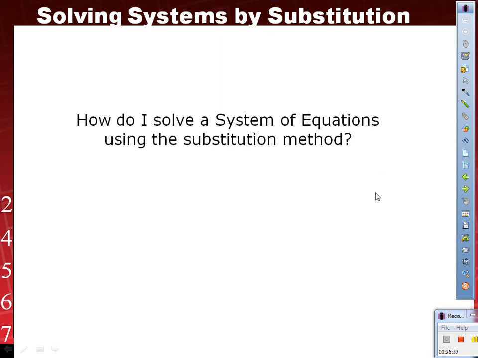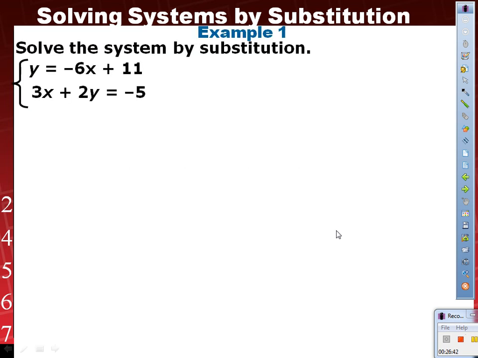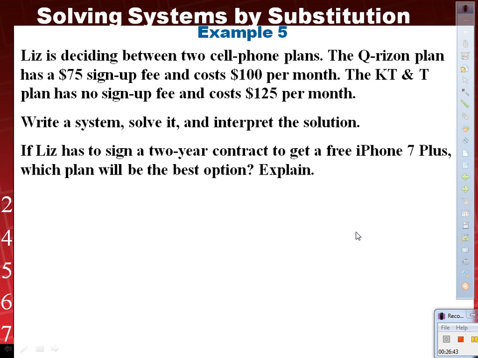So now, watch. You're going to get some word problems in the home play that look something like this. Let me give you a word problem. Check this out. Example 5. Liz is deciding between 2 cell phone plans. The Verizon plan has a $75 sign-up fee and costs $100 per month, and the KT&T plan has no sign-up fee and costs $125 a month. Write a system, solve it, and interpret the solution. And then, of course, you're going to answer the question that it has.